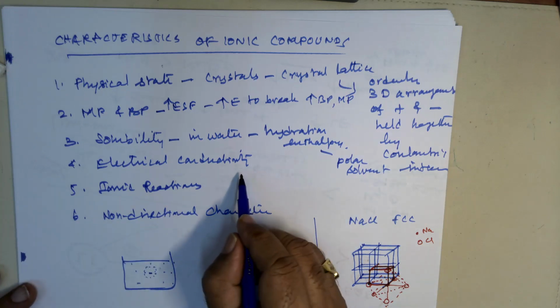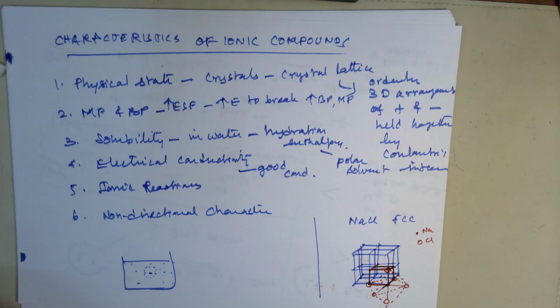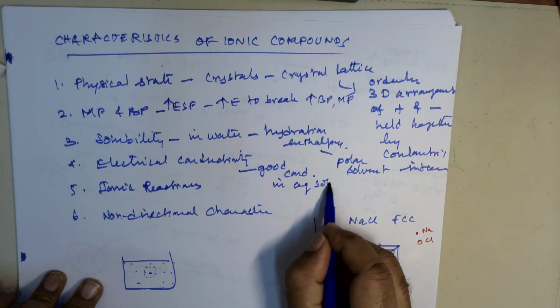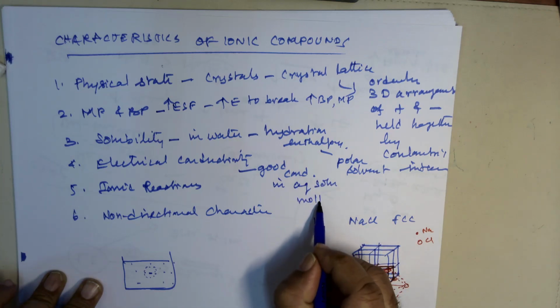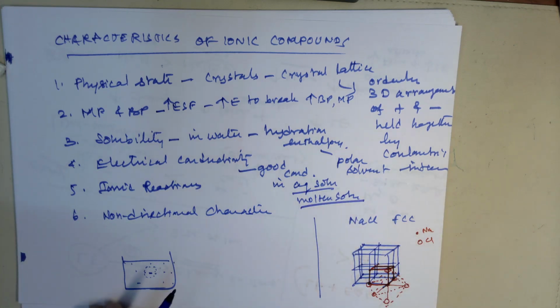Then electrical conductivity. Ionic compounds are good conductors of electricity. Good conductors of electricity in aqueous solution, particularly in aqueous solution, that is water-based solution, or in molten solution. Okay, aqueous solution or molten solution. And it's called actually electrolyte. What is electrolyte? It's an acid or base or salt that can conduct electricity in liquid form, that is in molten form, that is in solution form. Okay.